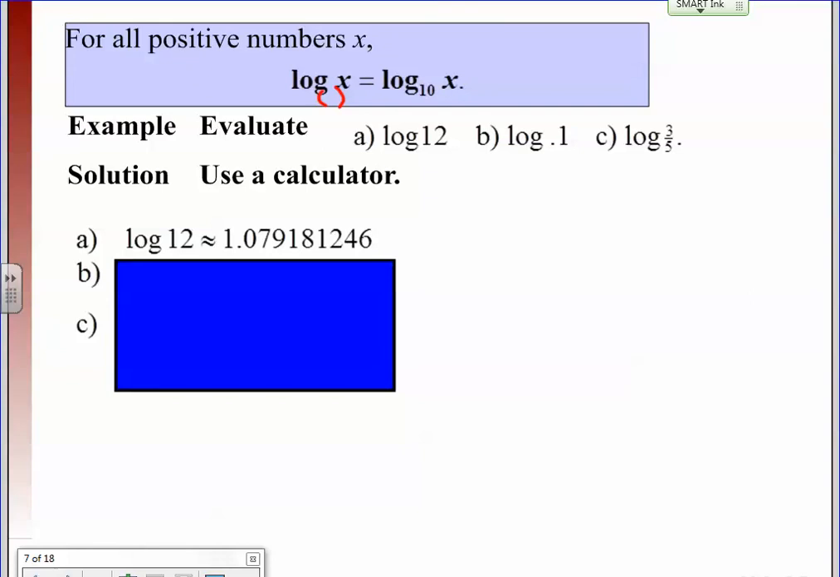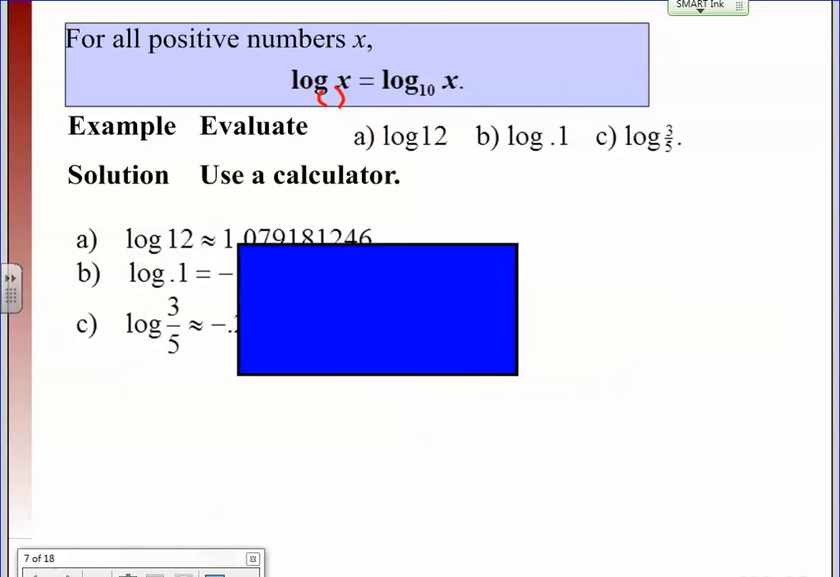Okay, so these are just a couple of calculator problems. Stop the video, try these other 2, try all 3 of them. Make sure you get the number for log 12. Log of 0.1, log of 3.5. Stop the video, try those on your calculator for a second, see what you get.